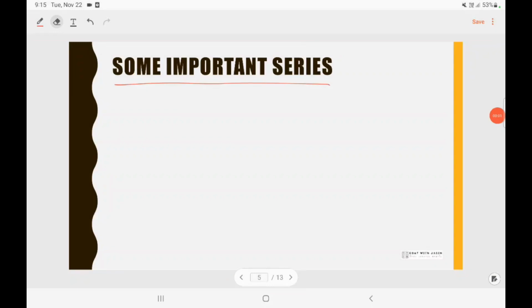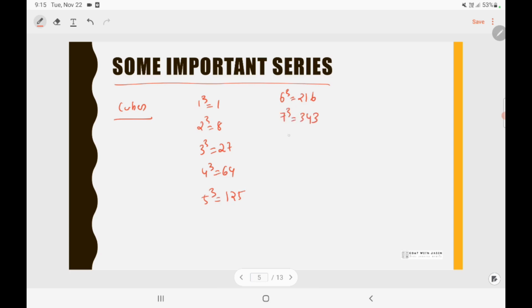Similarly, you also need to learn by heart the cubes of numbers from 1 to 10. So 1 cube is 1, 2 cube is 8, 3 cube is 27, 4 cube is 64, 5 cube is 125, 6 cube is 216, 7 cube is 343, 8 cube is 512, 9 cube is 729, and 10 cube is 1000. So you need to learn this by heart as well.